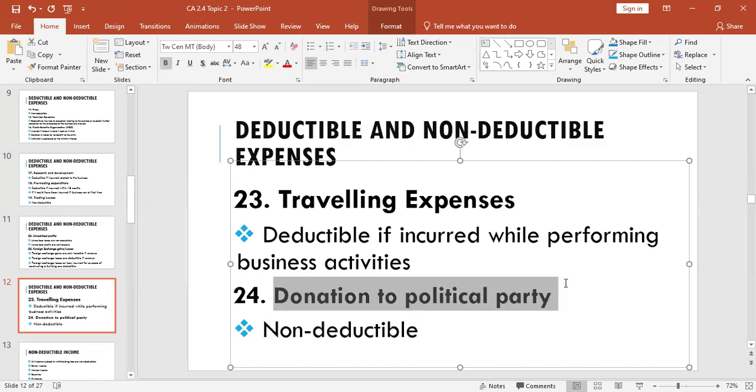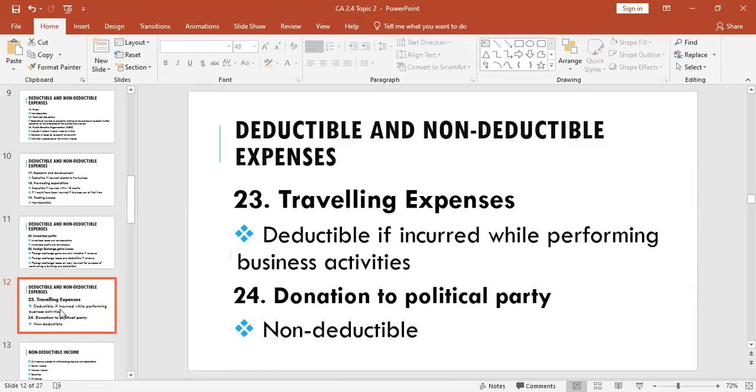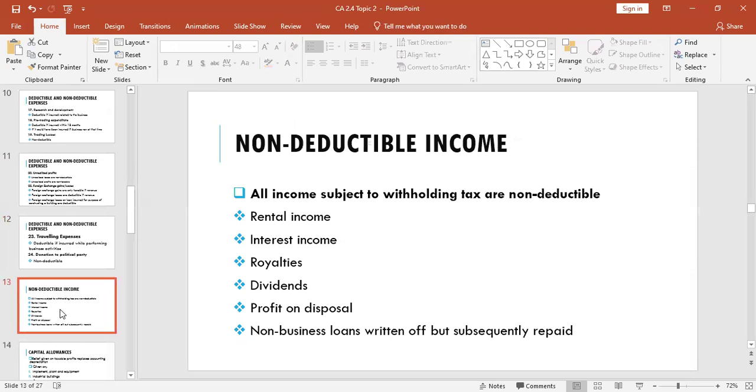Then donation to political parties is non-deductible. ZRA refuses if you donate to EPF or MMD or Socialist Party so that maybe when they come into office they give you some incentives. That donation is not recognized by ZRA. It's not an expense. Are we together? Any questions? Okay, so let's carry on.